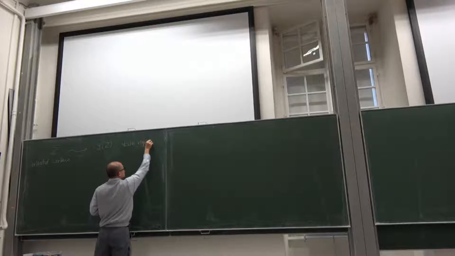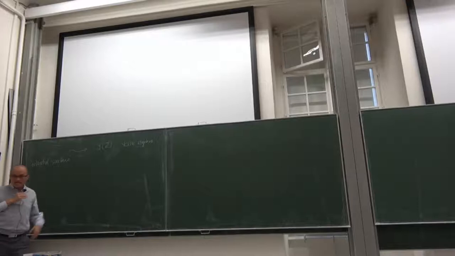So to every surface, I will assume that this is an oriented surface, we will associate an algebra, A of Sigma, called the Skein algebra. The definition is based on knots and links in the thickening of the surface. I will give the definition later.